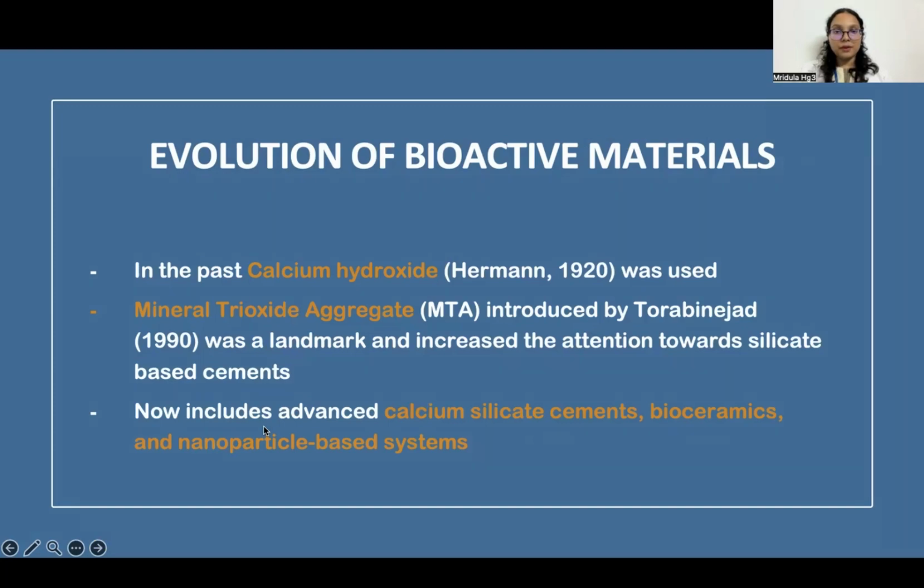Now to the evolution of bioactive materials. The first material was introduced by Dr. Hermann in the year 1920, which was calcium hydroxide. It had a remineralizing ability. Mineralization was possible. And then next came the mineral trioxide aggregate, which was introduced by Torabinejad in 1990. It is also called the Portland cement, which was a landmark and increased the attention towards silicate-based cement. Now, advanced cements like calcium silicate cement, bioceramic, and nanoparticle-based cements are used.